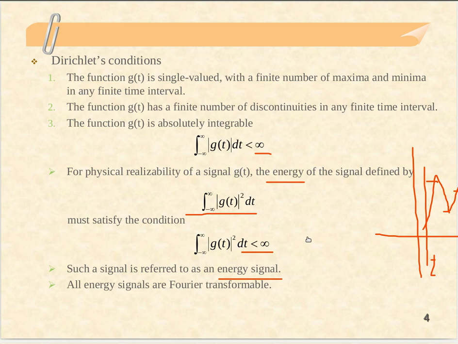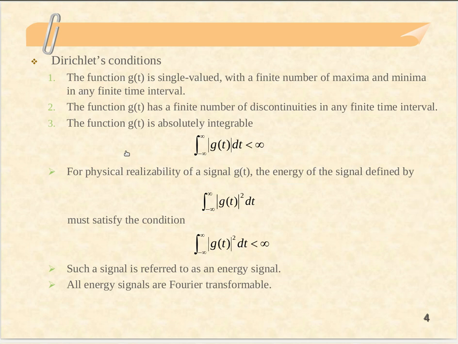Okay, if you remember, Fourier transform multiplies the signal, whatever it is, g of t, by an exponential. So if it goes to infinity, then I can't see the effect of the Fourier transform. I can't see the results.